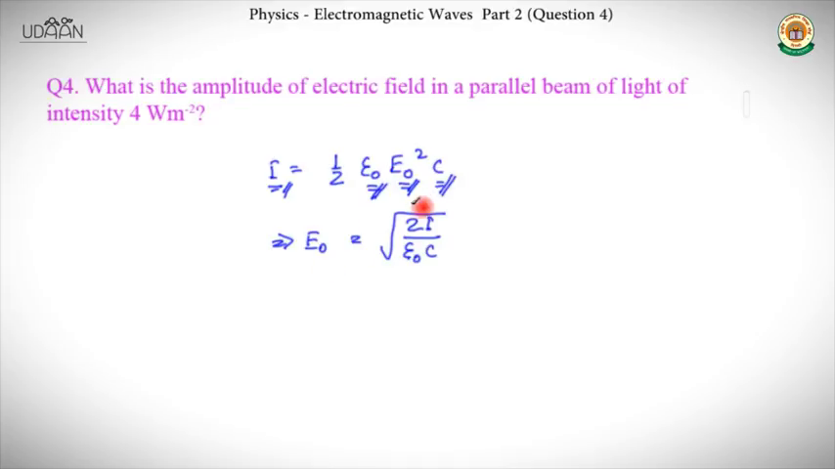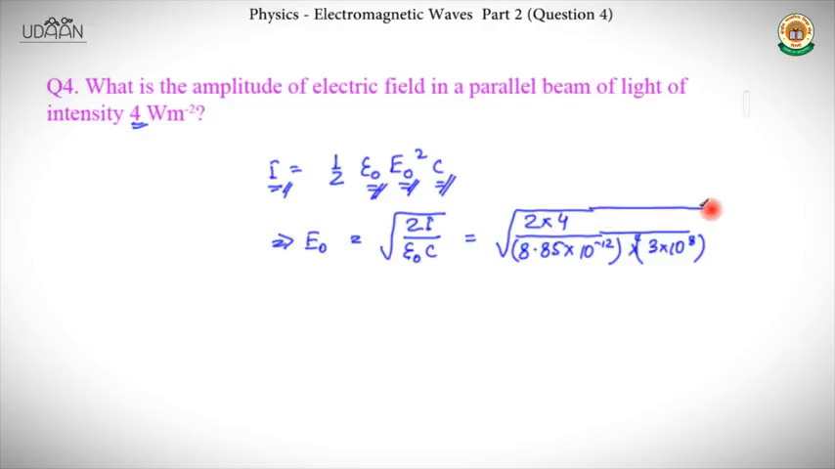By simply doing some simplifications in this equation, we get this, and we substitute the values as 2 into 4, this intensity, divided by epsilon naught, which is 8.85 into 10 raised to the power minus 12. This is a constant and you are supposed to remember this, multiplied by the speed of light, 3 into 10 raised to the power 8. After doing all the calculations, it comes out to be 55.5 newtons per coulomb. This is the unit of the amplitude of the electric field. So this is our final answer, which has been asked in this question.